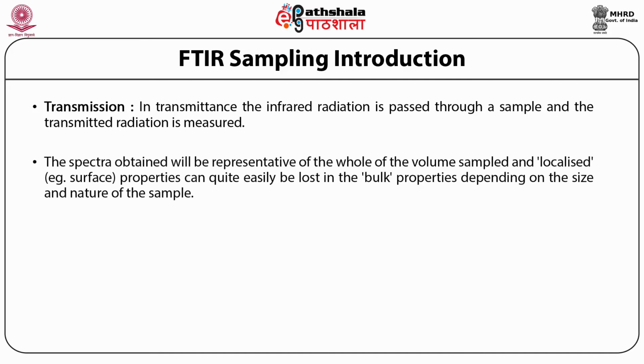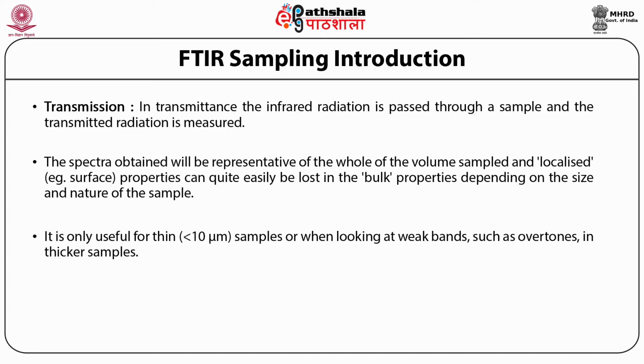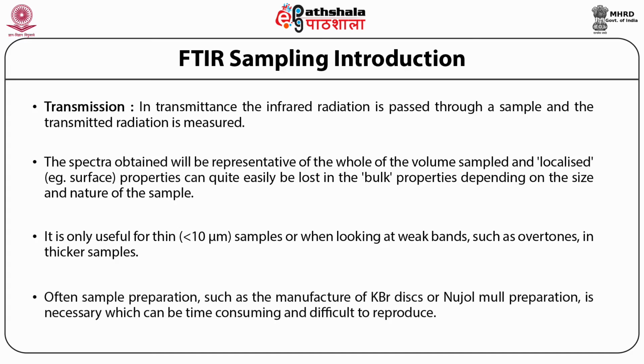The spectra obtained will be representative of the whole of the volume sampled and not localized. For example, surface properties can quite easily be lost in the bulk properties, depending on the size and the nature of the sample. It is only useful for thin samples, less than 10 microns, or when looking at weak bands such as overtones in thicker samples. Often sample preparation, such as the manufacture of KBr discs or Nujol mull preparation, is necessary, which can be time consuming and difficult to reproduce.